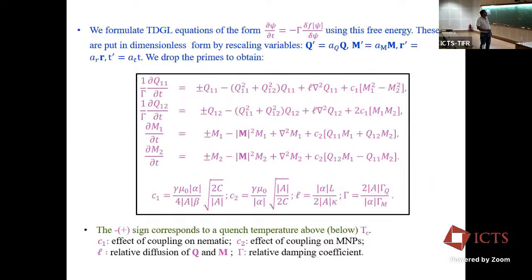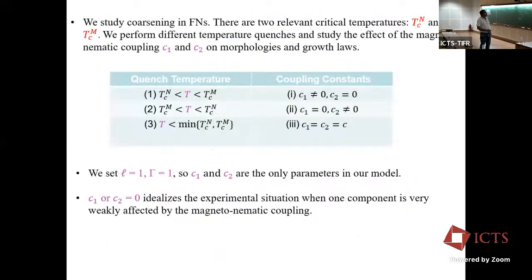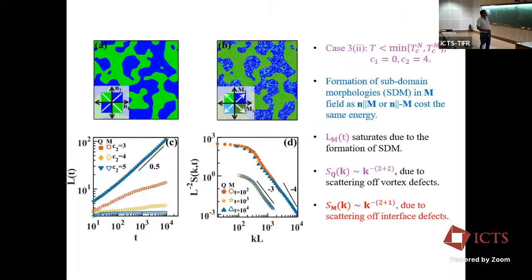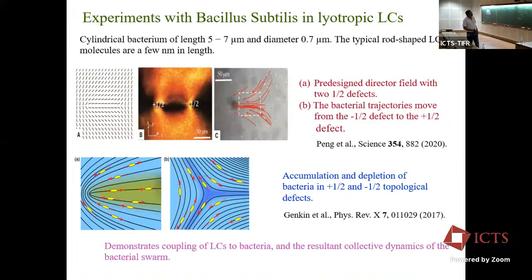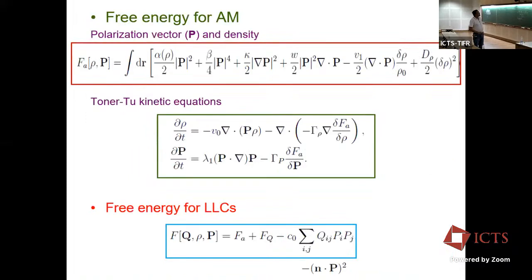We have to identify what living liquid crystals will add to this free energy. Living liquid crystals are usually modeled in terms of two order parameters. One is the polarization vector of these bacteria which are moving, and the second is the density. And this is a neat formulation. The standard equations are these Toner-Tu equations at the coarse-grained level. And there's this neat formulation in Sriram's RMP article in terms of this free energy.